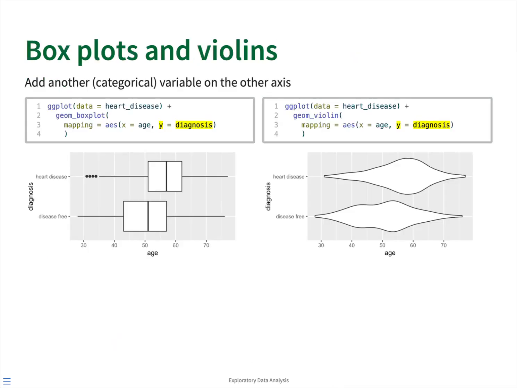With box plots and violins, we can actually add extra categorical variables directly into the graph itself. By doing so, we add extra boxes or extra violins to the graph. We can place this extra categorical variable on the y-axis or on the x-axis, depending on which orientation you want your boxes and violins to be in.